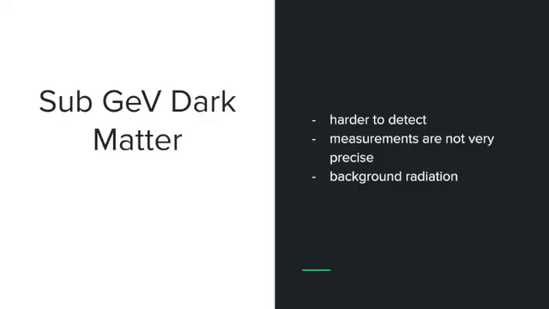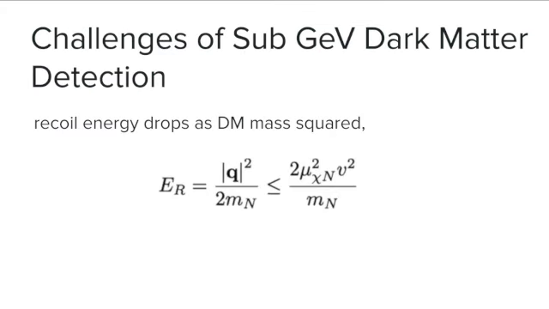Here, I will be delving into a bit of the theory behind the challenges of dark matter. So as you can see in this equation, the mass of dark matter squared is proportional to the momentum and therefore proportional to the recoil energy. And since sub-GeV dark matter has extremely small masses, and since the recoil energy is proportional to this mass, it becomes incredibly hard to detect the energy levels after a mass of 10 GeV.